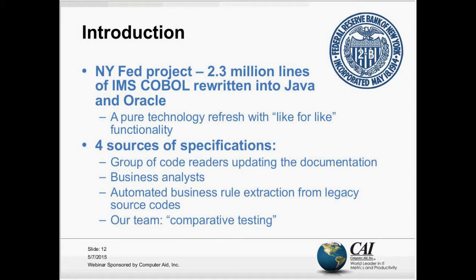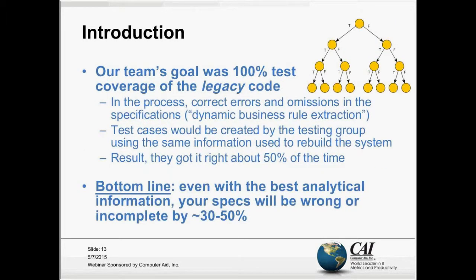In general, our team's goal was to achieve a set of tests that provided 100% coverage of the legacy code. In other words, we're not doing code coverage of the new Java code, although, of course, we were doing that as well. But we were creating the tests against the legacy code. In the process, we would be finding and correcting errors and omissions in the specifications. This is the dynamic business rule extraction we'll talk about in a minute.